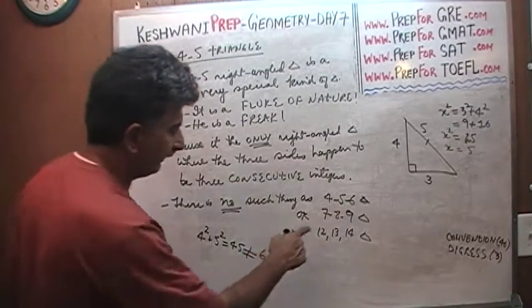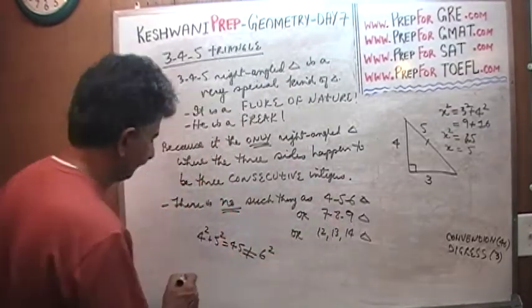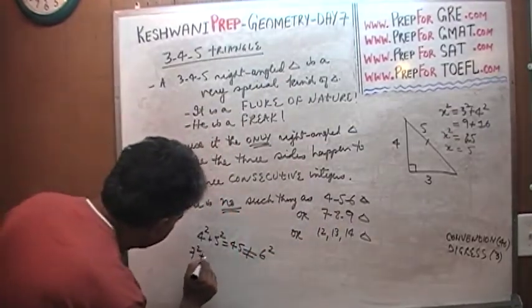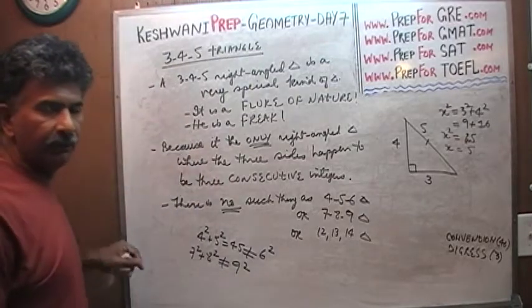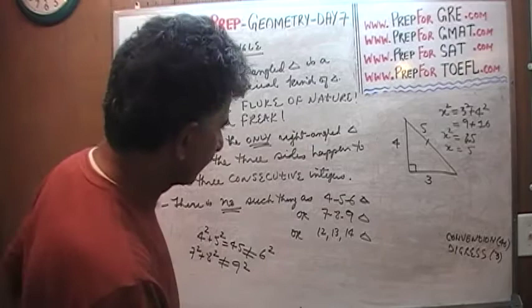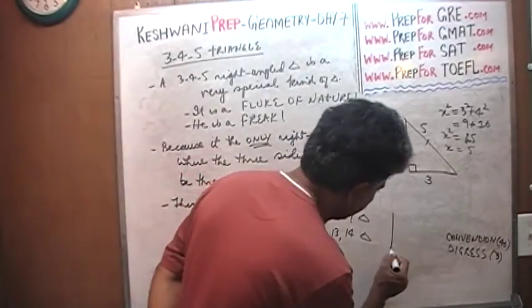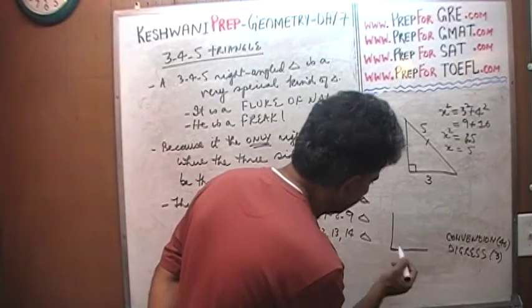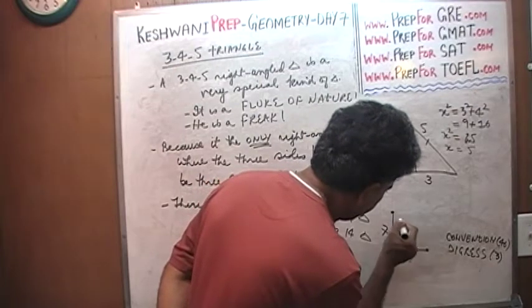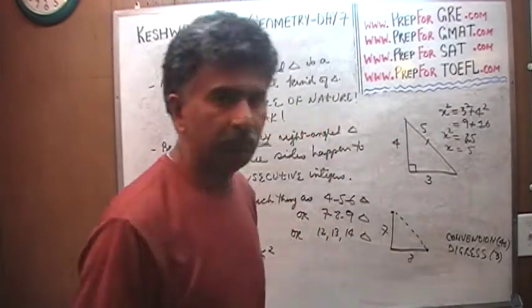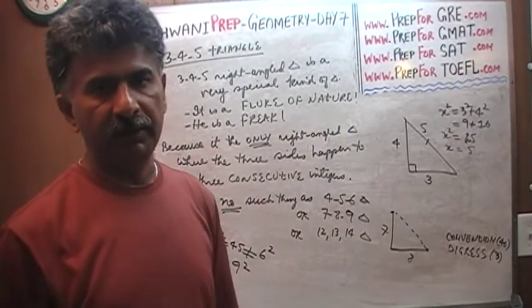There is no such thing as a 7, 8, 9 triangle. 7 squared plus 8 squared does not equal 9 squared. In other words, if you were to draw a straight line 7 inches long and another one 8 inches long, and connect from here to here, you will find that it is more than 9 inches. It's not going to be exactly 9 inches.